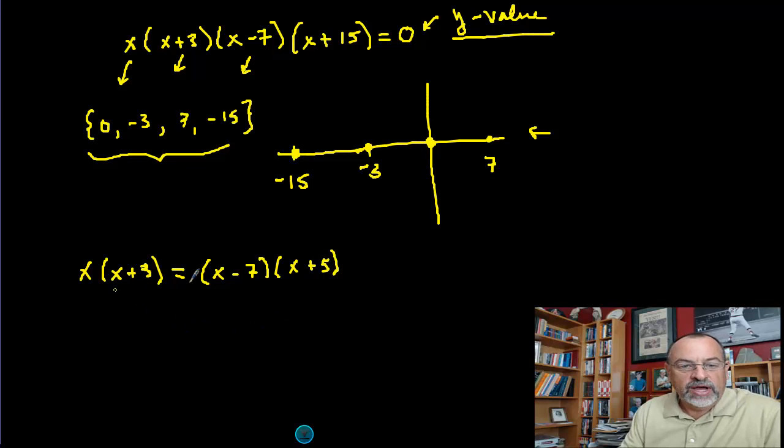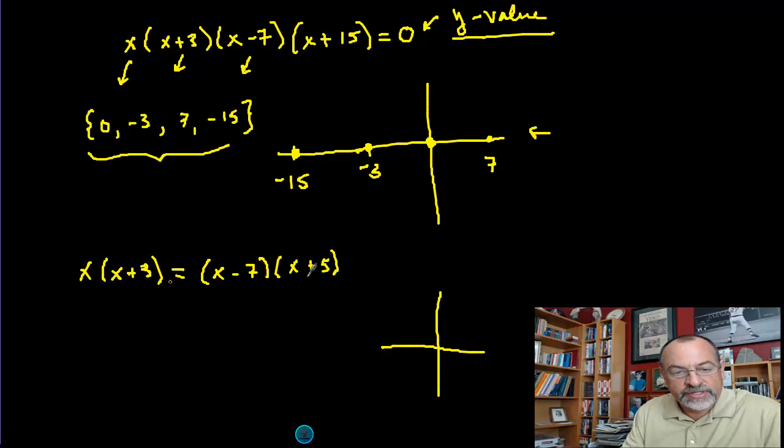Okay, how about the intercepts? This is not equal to 0 anymore. So if I was to graph this, I would no longer be looking for where it crosses the x-axis, because the equation is not set equal to 0. I don't know what the y value is.